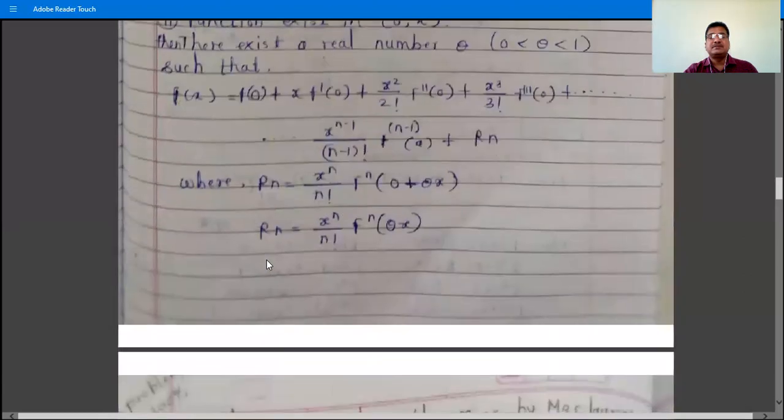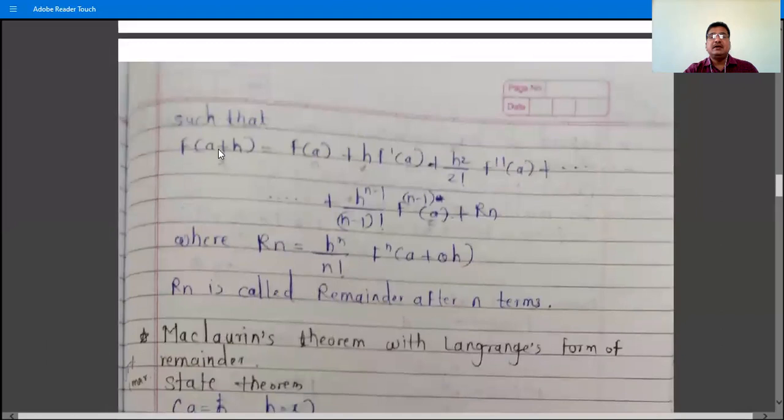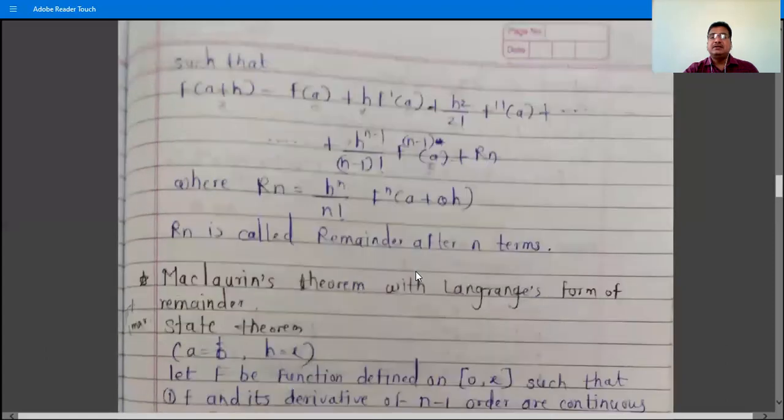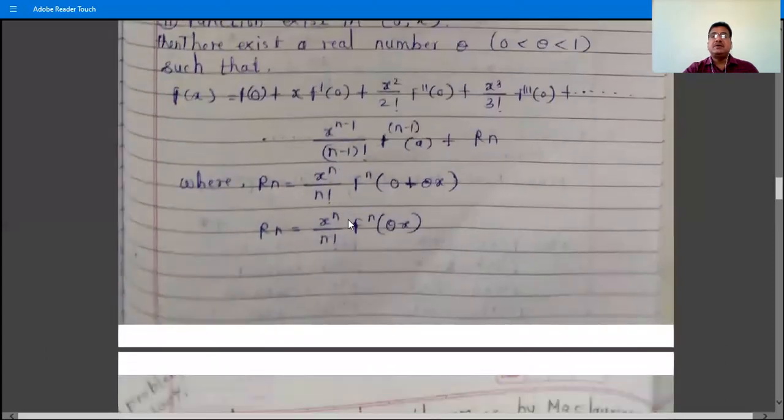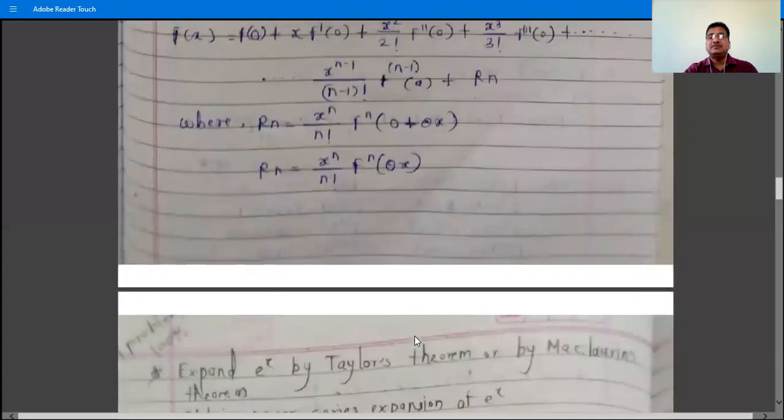So what do we have? f x is equal to f of 0 plus x f dash 0 plus x square by 2 factorial f double dash 0. So write a as 0 and h as x. In this way, we have x raised to n minus 1 divided by n minus 1 factorial f raised to n minus 1 of 0, in the place of a, plus Rn, where Rn is what? x raised to n by n factorial f raised to n of 0 plus theta x, because a is 0 and h is x. 0 plus theta x means theta x.